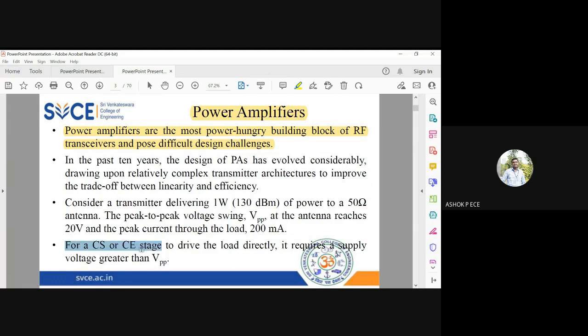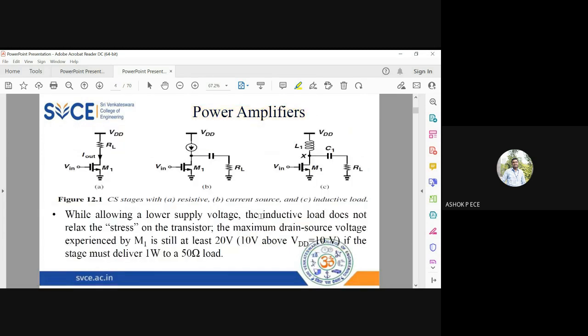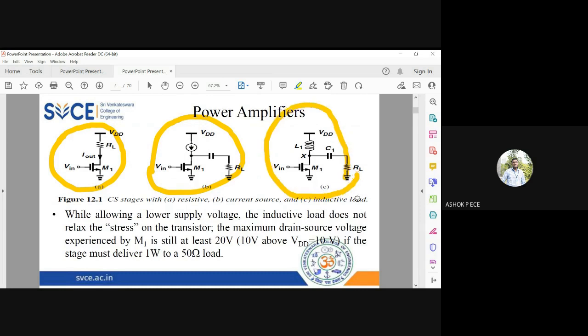And we are going to use common emitter in BJT and common source amplifier in FET for the basic construction of a power amplifier. You can see here, common source with a resistive load, common source with a current source, and common source with an inductive load. So these are the different configurations of common source power amplifier available.